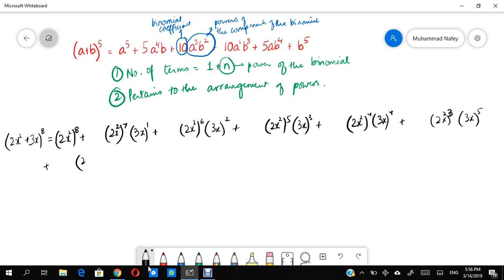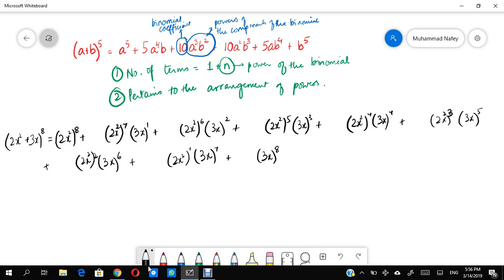Then add 2x squared to the power of 2 times 3x to the power of 6. Add 2x squared to the power of 1 times, I'll write 1 here, 3x to the power of 7. Finally, we have the last term, that is 3x to the power of 8. Done. We are done with the arrangement of powers.